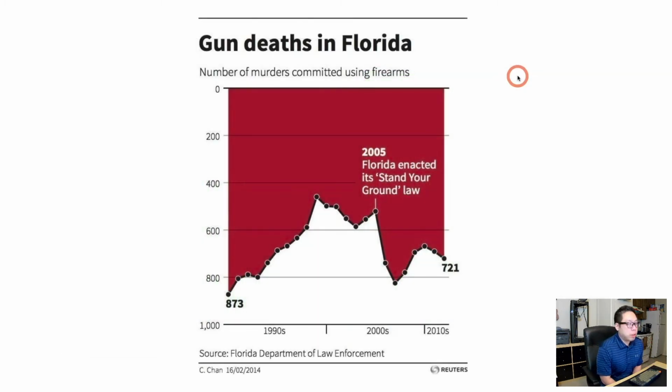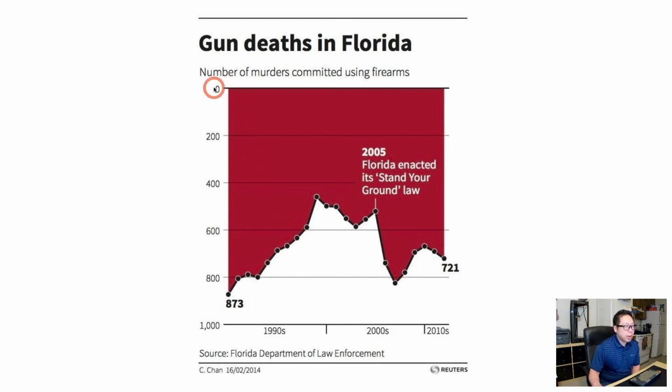The last graph I want to show you is this one. This one appeared in the news. It shows gun deaths in Florida, the number of murders committed using firearms. It has marked on here that in 2005, Florida enacted its Stand Your Ground law. So after this law was enacted, did the murders go up or down? It looks like it went down. But what's weird about this graph?